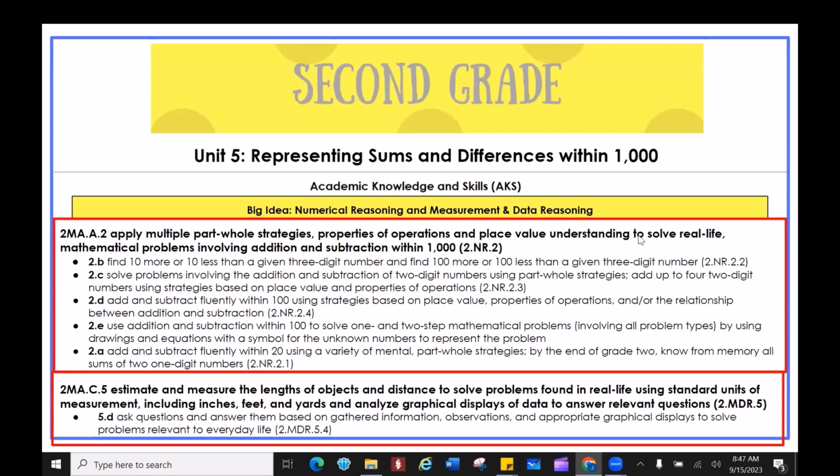AKS 5 is our measurement and data standard. In Unit 5, students will revisit asking questions and answering them based on gathering information, observations, and appropriate graphical displays to solve problems relevant to everyday life. Unit 5 will focus on IOA 5D.